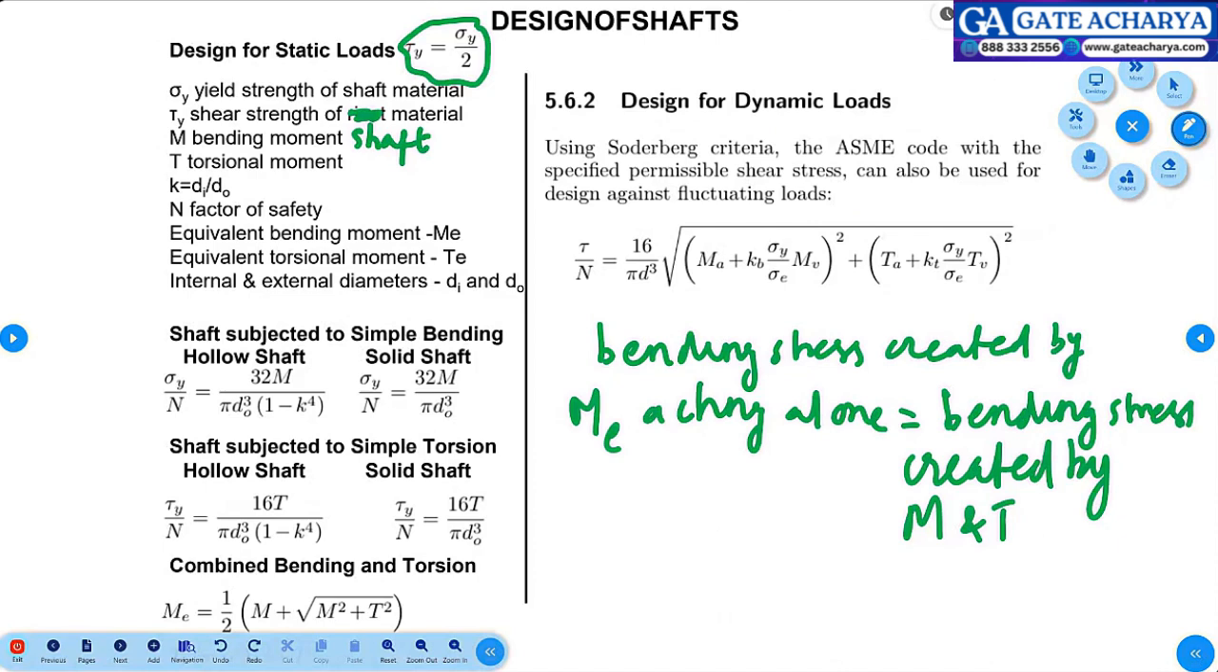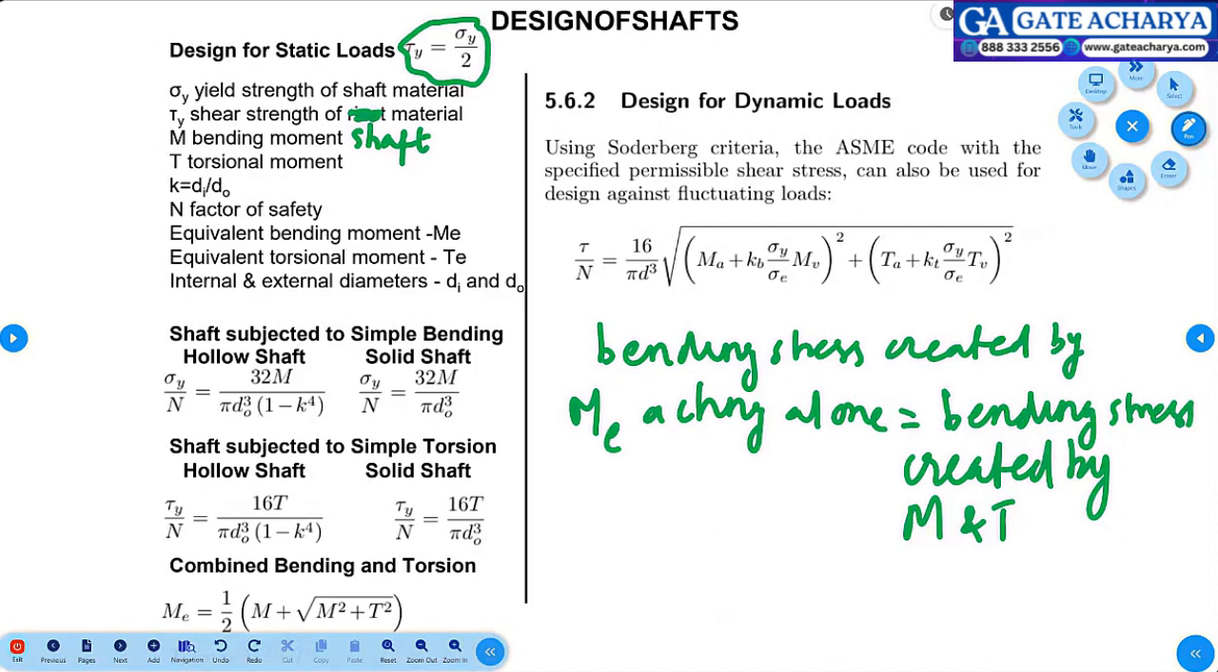This is nothing but Me. Do you get my logic? Suppose it is acted upon by a bending moment and torque. It will create one bending stress, right? That stress should be equal to the bending stress acted by moment alone. That's nothing but equivalent moment, bending moment.